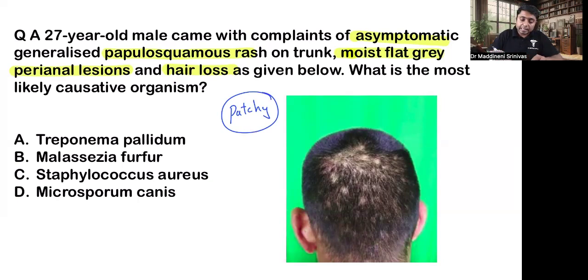Please remember, when they have given you an asymptomatic generalized papulosquamous rash on the trunk and moist flat gray perianal lesions, which are nothing but condyloma lata, and this patchy hair loss, which is characteristically described as moth-eaten alopecia, it is classically seen in secondary syphilis. So what is the causative organism? It is Treponema pallidum. Very, very important. We have discussed this in the class also. Moth-eaten alopecia is what you need to identify in this picture. So I hope it is clear.